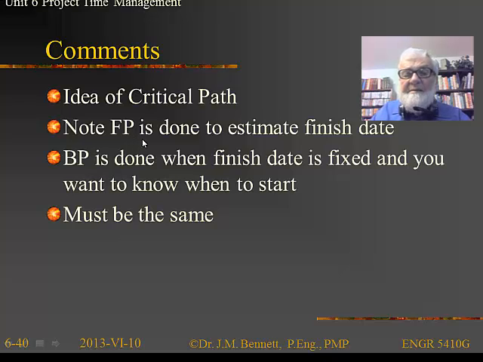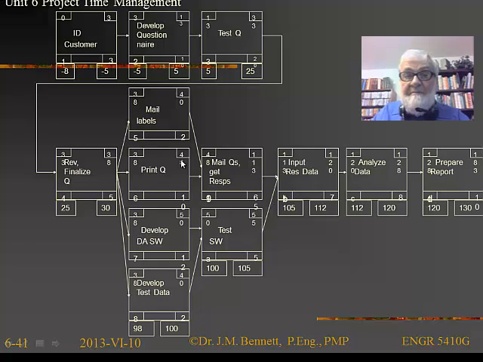The forward pass is done to estimate the finish date. The backward pass is done when the finish date is fixed, and you want to know by what point you have to start. Now we can expand this out in great detail.